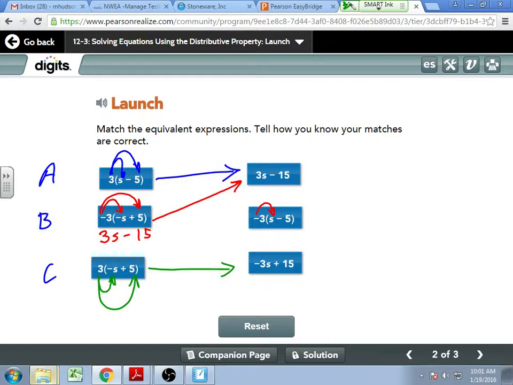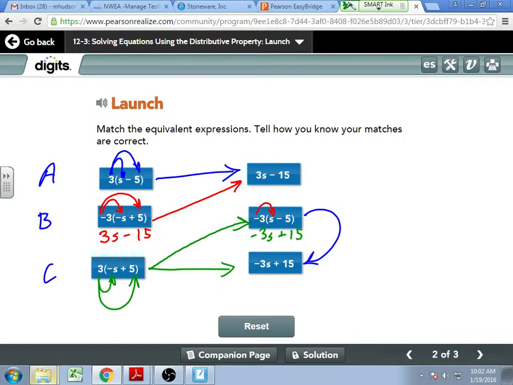Now, the other thing here, though, is C also matches B. C also matches B because the negative 3 times the s would give you negative 3s. Negative 3 times negative 3 gives you positive 15. So really, you could also say that these match. B and C in the right column are the same thing.